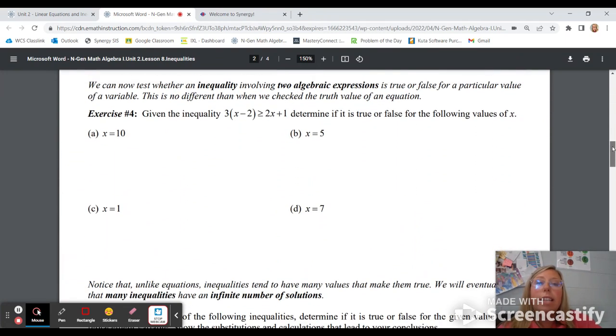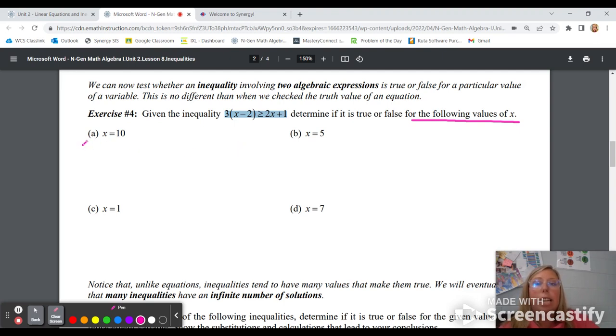Exercise 4 is giving us values to check to see if an inequality that's in algebraic form is true or false. So this is moving into the actual algebraic applications of inequalities, some more new stuff. It says, given the inequality 3 times x minus 2 is greater than or equal to 2x plus 1, determine if this is true or false for the values of x. So they want you to plug in these different values of x to this inequality and then determine if you have a true statement or a false statement.